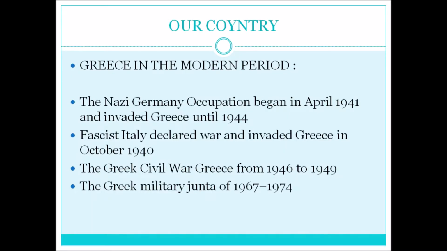In addition, in this slide there is some information about Greece in the Second World War and afterwards. The Nazi German occupation began in April of 1941 and lasted in Greece until 1944. Fascist Italy declared war and invaded Greece in October of 1940. The Greek Civil War lasted from 1946 to 1949, and finally the Greek military junta from 1967 to 1974. In this map you can see our island, Crete.